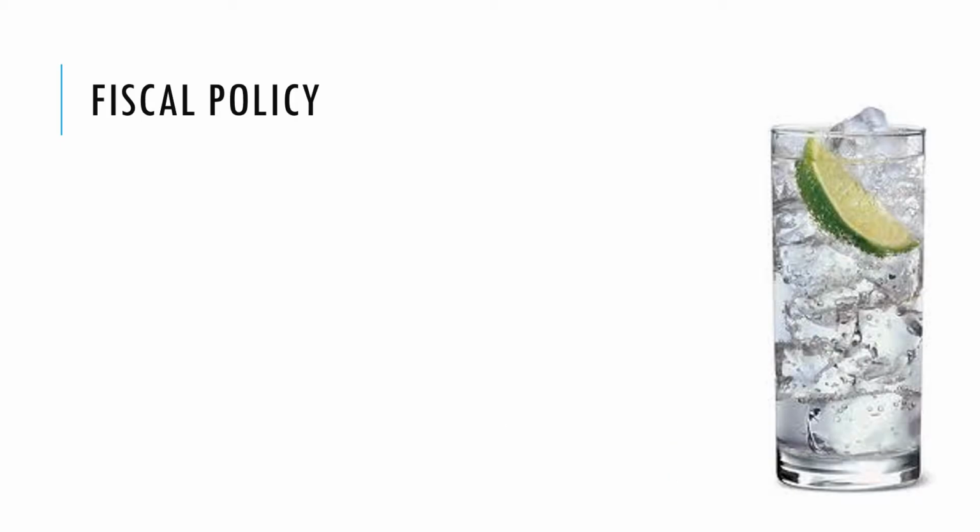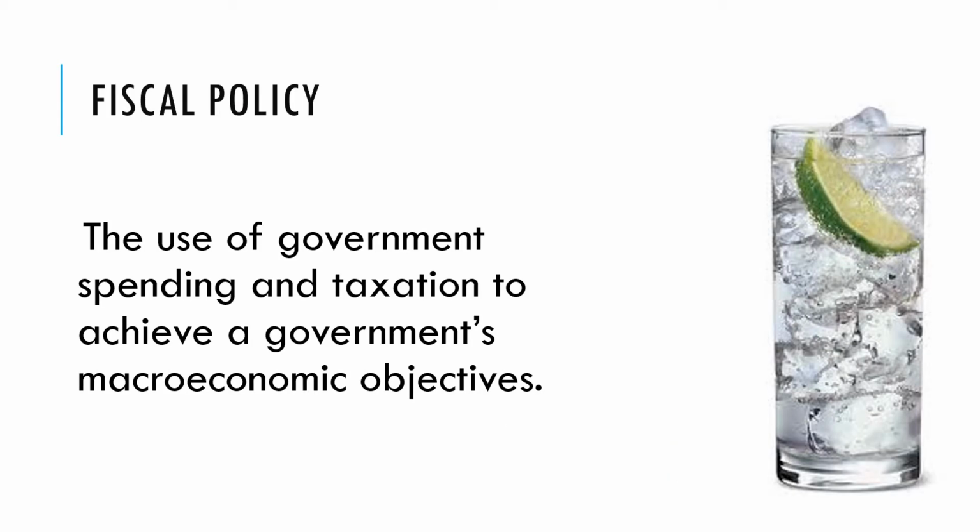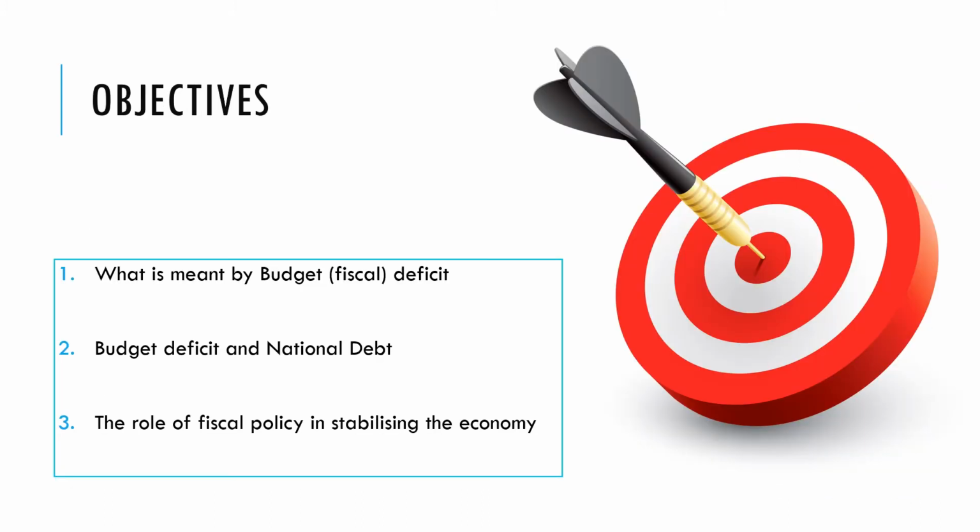So we've already established that fiscal policy is the use of government spending and taxation to achieve the government's macroeconomic objectives associated with AD/AS. In this video, we're going to look at what is meant by the budget or fiscal deficit, the relationship between that and national debt, and then lastly, the role of fiscal policy in stabilizing the economy.